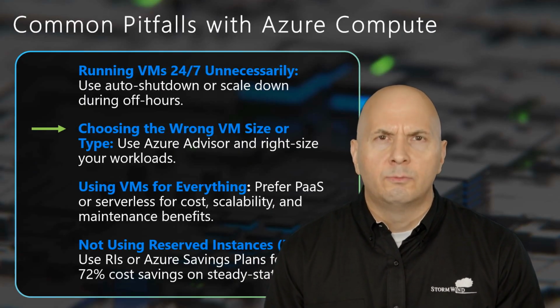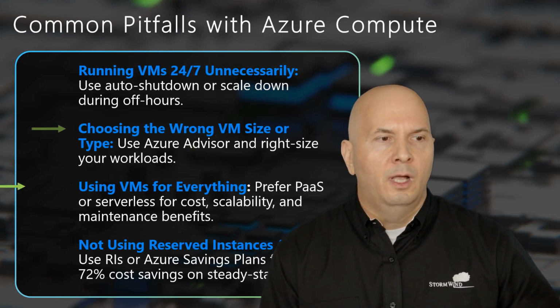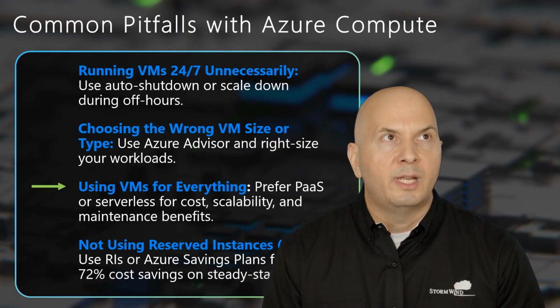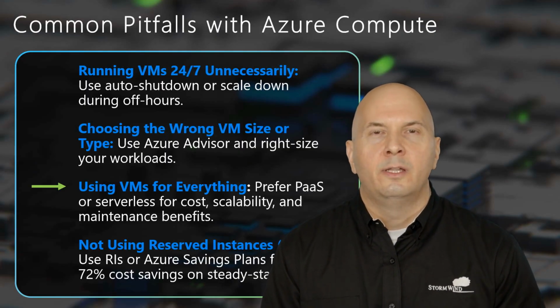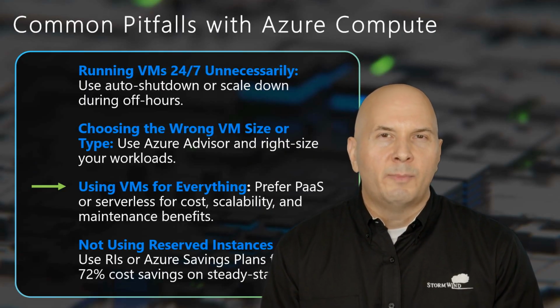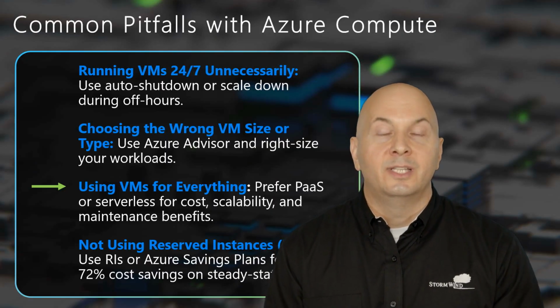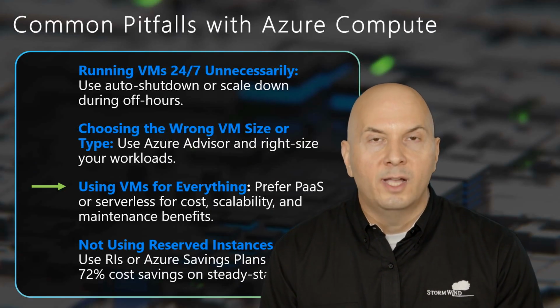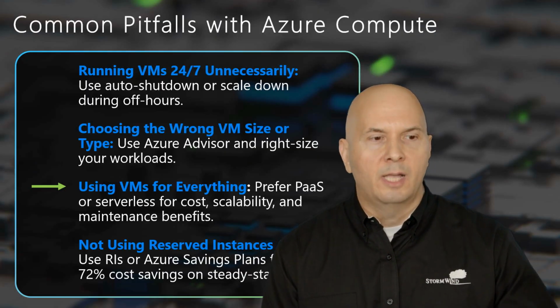Just get the right resource configuration so you're not overspending. Using VMs for everything would be considered mainly a pitfall or anti-pattern, because we can save a lot of the heavy lifting by using PaaS services. It wouldn't make a lot of sense for me to build a load-balanced web application environment on virtual machines unless I actually needed root access to the OS. If I don't need that, why not just use App Service and focus on the application.